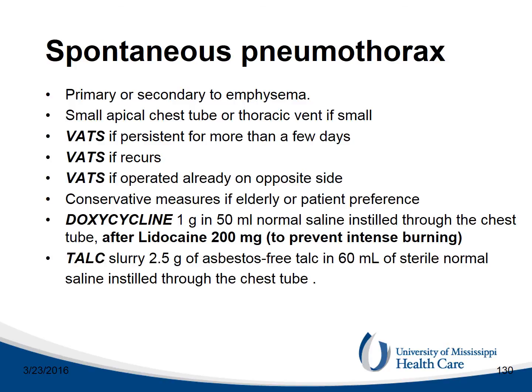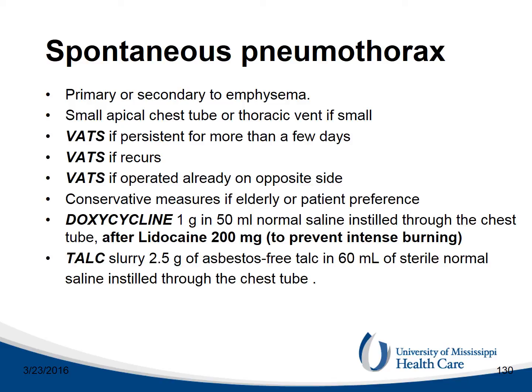Spontaneous pneumothorax may occur in normal lungs or in patients with emphysema from rupture of a bulla or bleb. If small, it can be observed with serial exams, but if larger than small and clinically significant, it needs to be drained.